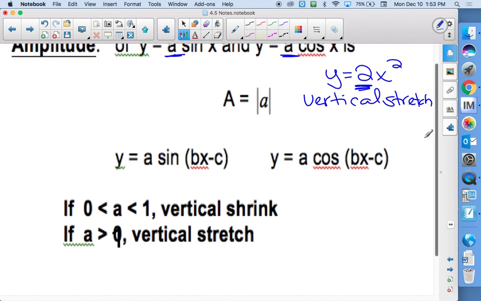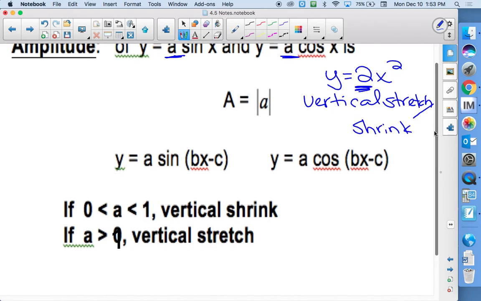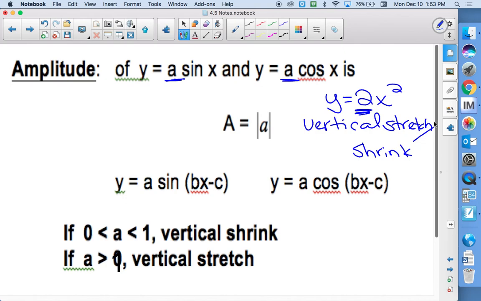Or a shrink of a graph. That's what the amplitude does. It's actually called amplitude in sine and cosine. It doesn't really get a name when you're talking about a parabola. We just say it's a vertical stretch. But for sine and cosine, it's the actual stretch of the graph from the center to the top of the wave, from the center to the bottom of the wave. So that number is always stretching the graph vertically, which means it affects y. So if we're stretching the graph vertically, we're affecting the y value.